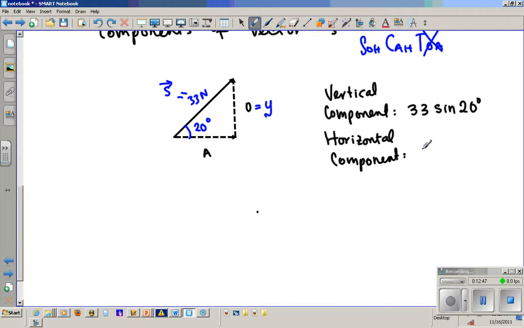So the horizontal component is simply 33 cosine 20 degrees. Simple and short. That's how it works. Okay? So this is example 3.